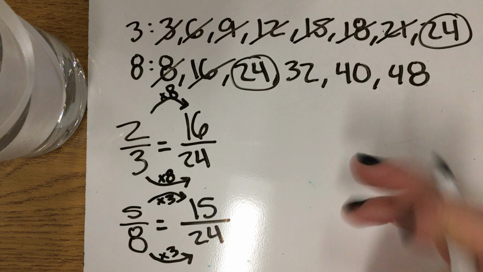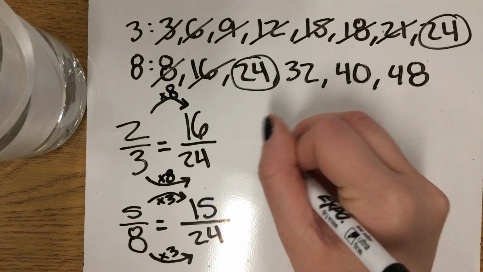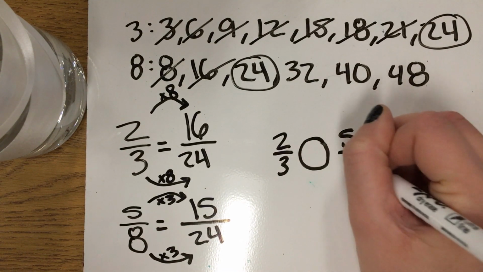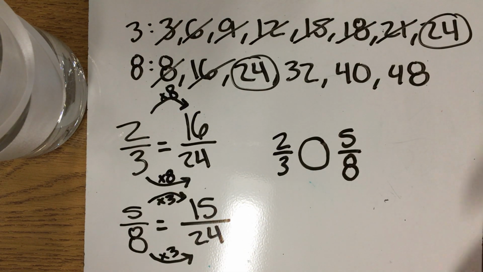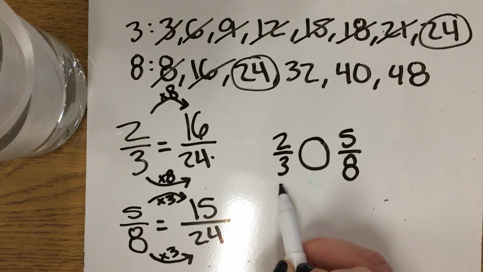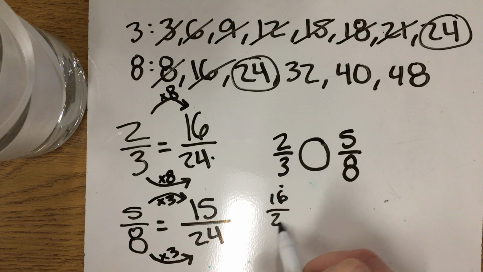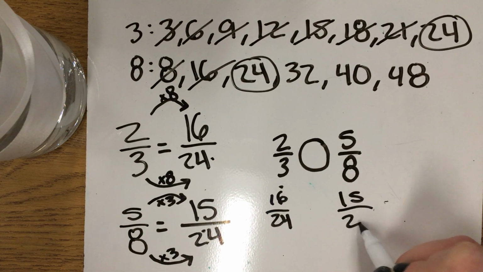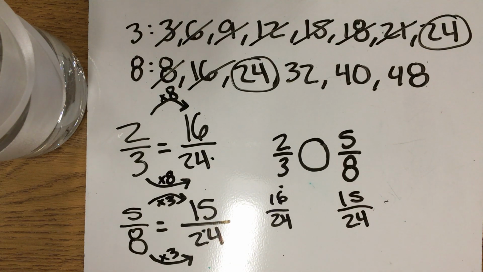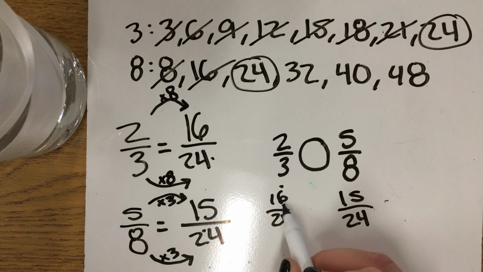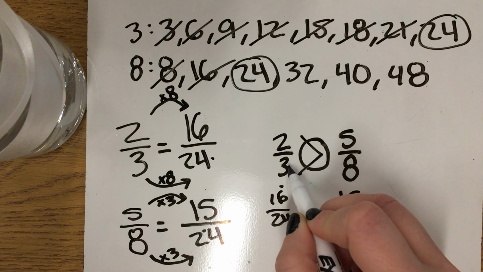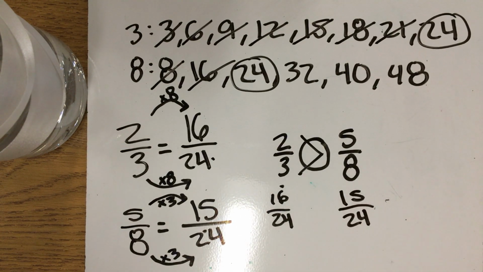So now looking at the problem again, which was 2/3, comparing with 5/8, is really looking at 16 over 24 versus 15 over 24. So now that they have the same number, we can easily just look at the tops. We know 16 is bigger than 15, therefore 2/3 is going to be greater than 5/8.